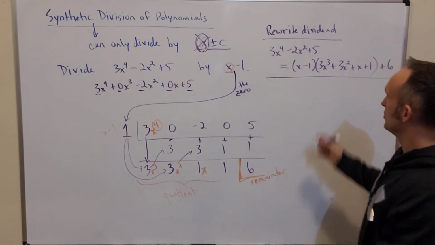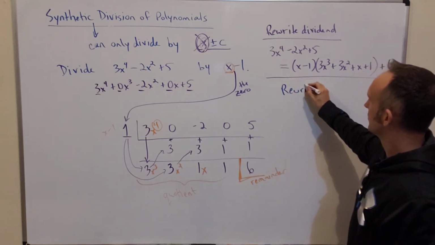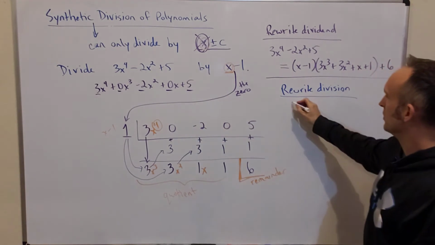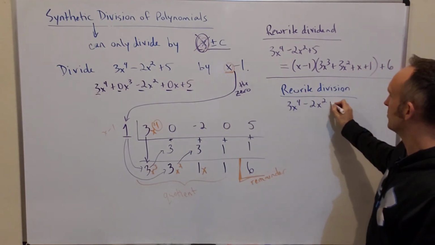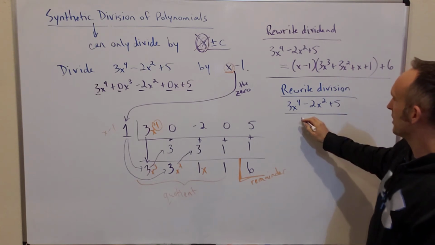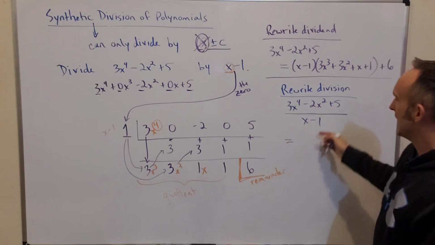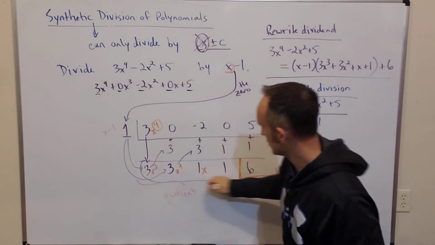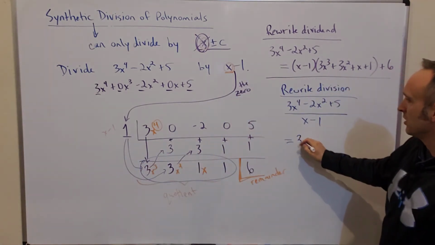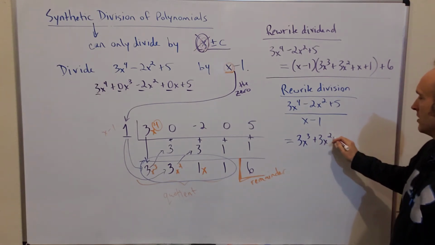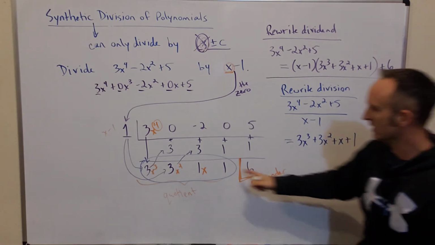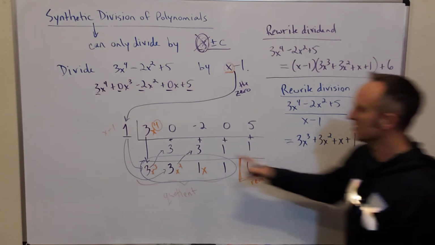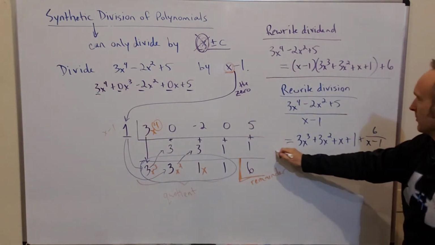Another way is to rewrite the division. So in this case, we're dividing 3x to the 4th minus 2x squared plus 5 by x minus 1. And so when you divide this, how many times does x minus 1 go into this 3x to the fourth minus 2x squared plus 5? Well, it goes in the quotient amount of times. So it's going to equal 3x cubed plus 3x squared plus x plus 1, right? That's our quotient, plus our remainder divided by the divisor, x minus 1, okay?